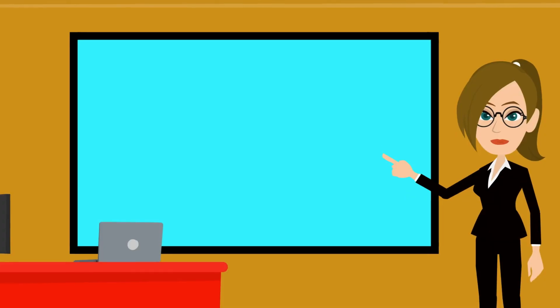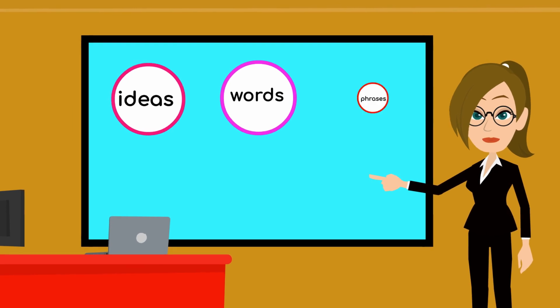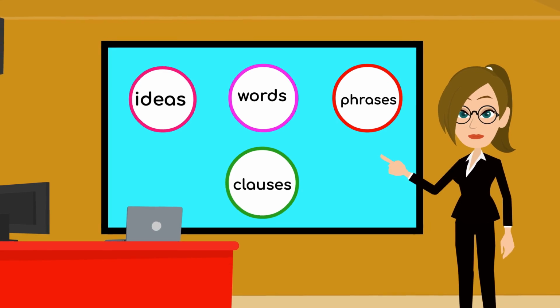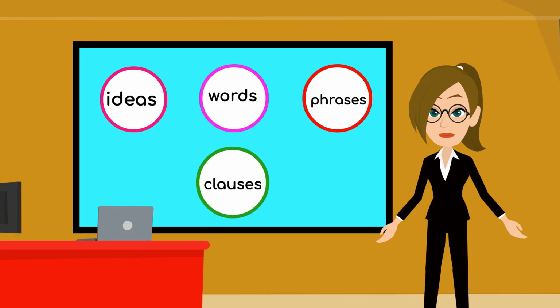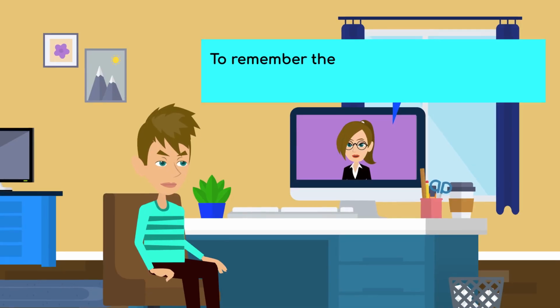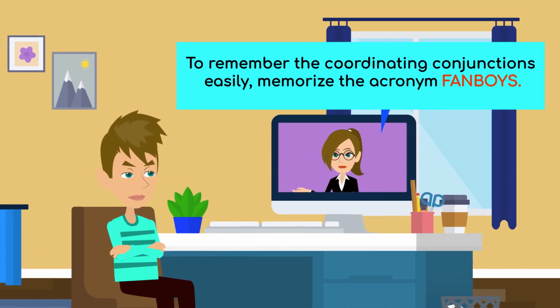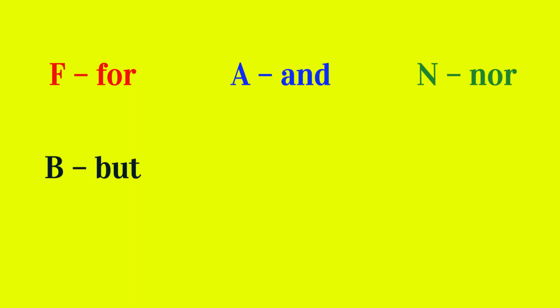Conjunctions. Conjunctions connect ideas, words, phrases, or clauses of equal importance within a sentence. They show the relationship between sentences. To remember the coordinating conjunctions easily, memorize the acronym FANBOYS. F for, A and, N nor, B but, O or, Y yet, and S so.